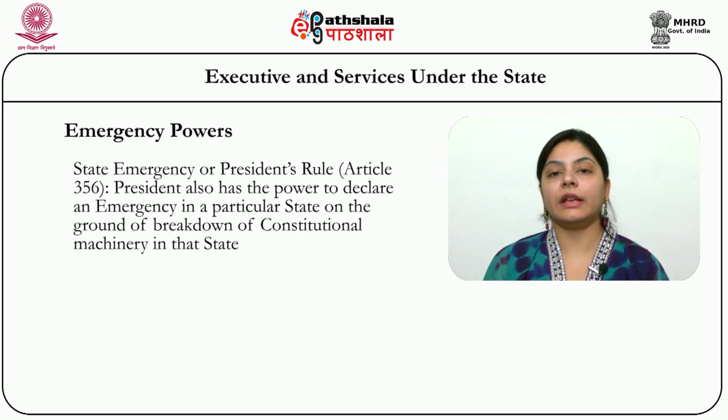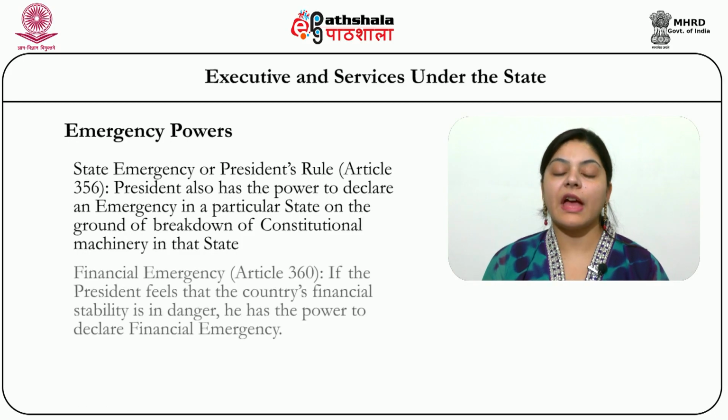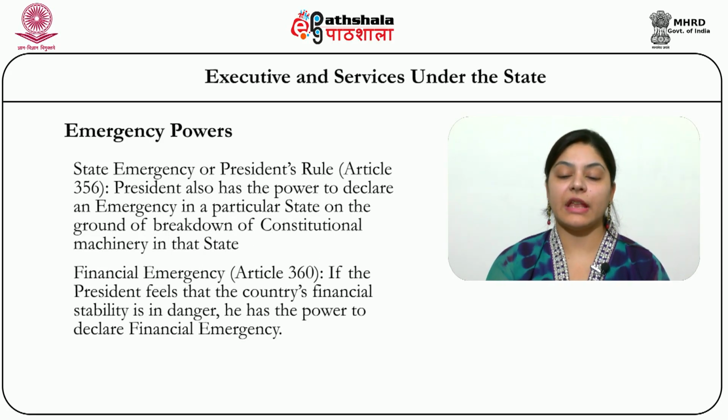The President has the power to declare an emergency in a particular state on the ground of breakdown of constitutional machinery in that state. And thirdly, we have financial emergency, which is defined under Article 360. It says that if the president feels that the country's financial stability is in danger, he has the power to declare financial emergency also.